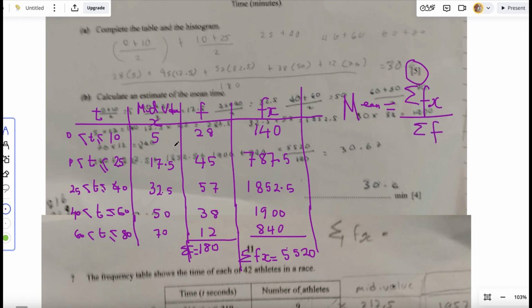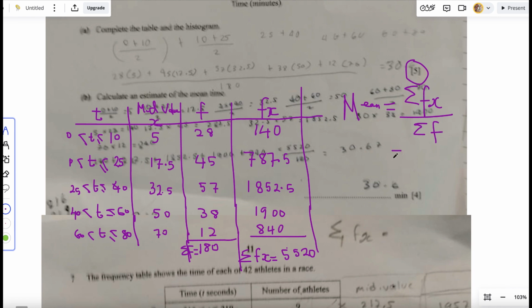So for the whole table, first we get the mid value. The frequency values, we already have them. We just write them. We multiply frequency and the mid value. We get f of x. We sum all the f of x. It becomes our numerator, sum of the f of x. And then we sum all the frequency, becomes our denominator. So mean is the sum of the f of x over sum of the frequency.